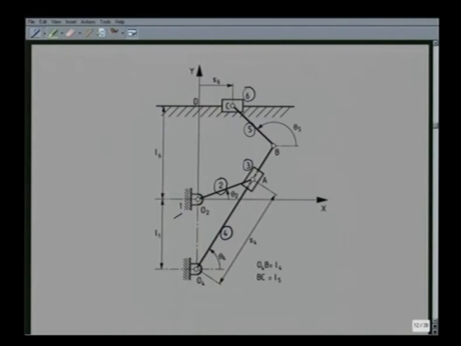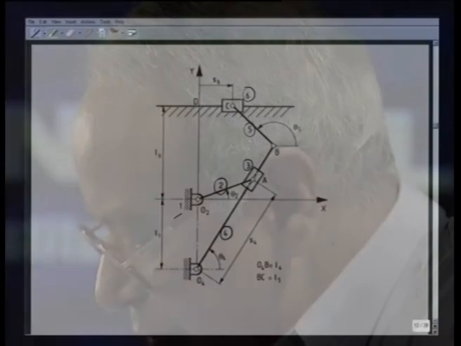So, there are 6 links with 2 sliding pairs, one between 1 and 6 and the other between 3 and 4. To do the kinematic analysis of such a mechanism by analytical method, let us first identify that there are more than one closed loop.